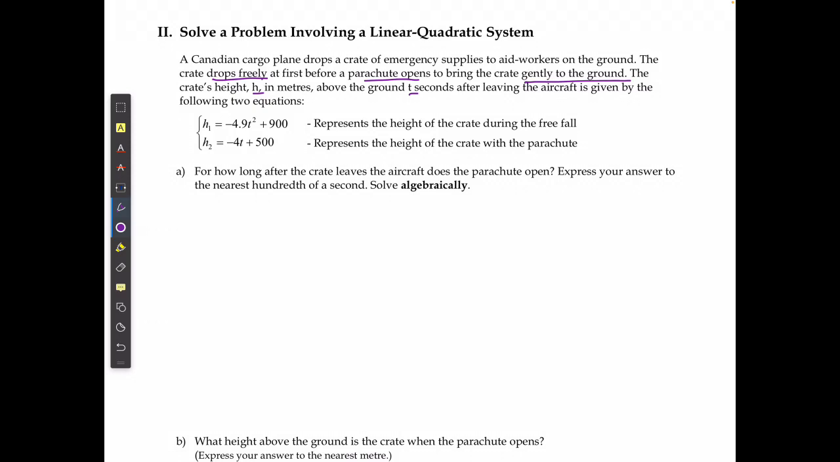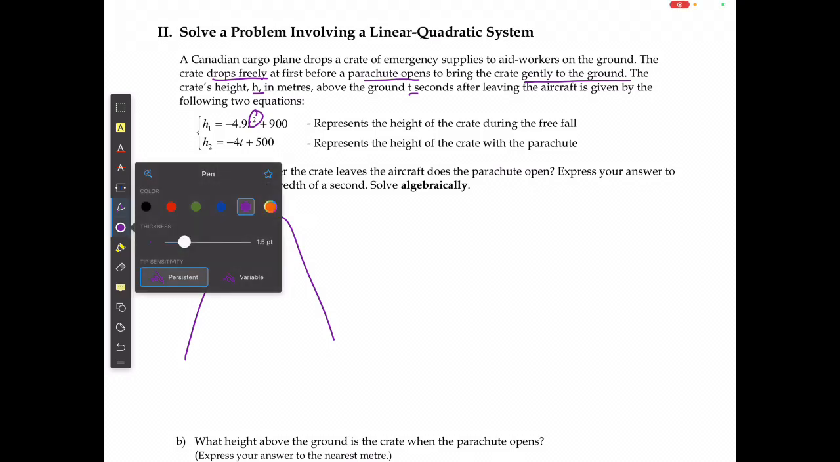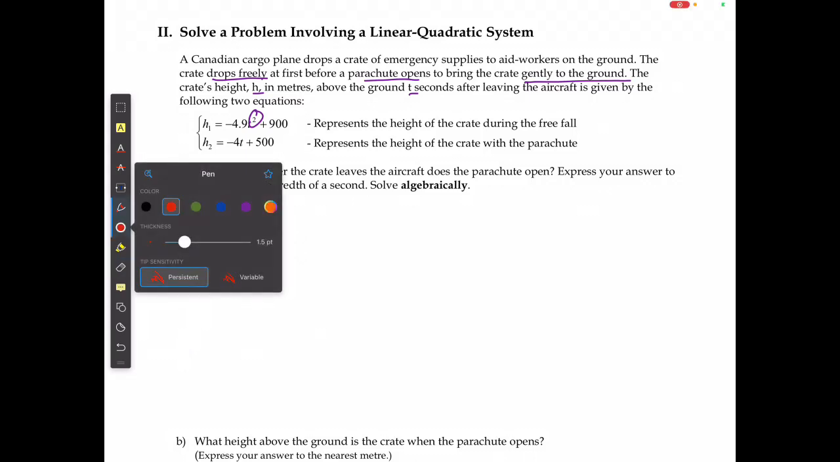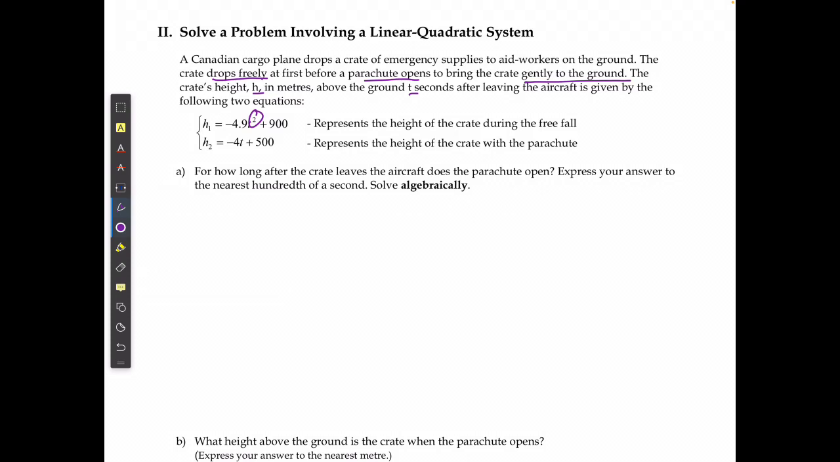Well, where this change occurs is going to be where the two intersect, because I'm going to have one that's a parabolic shape, I can tell from here, and one that's a linear shape. When it shifts from the free fall to the nice smooth one, that point is where the parachute opens. So I'm just solving for what the intersect point is.